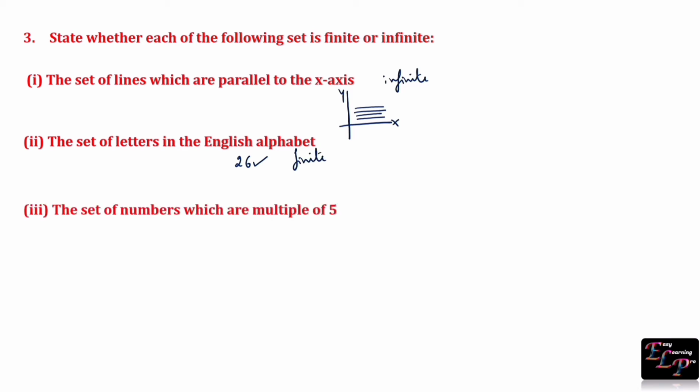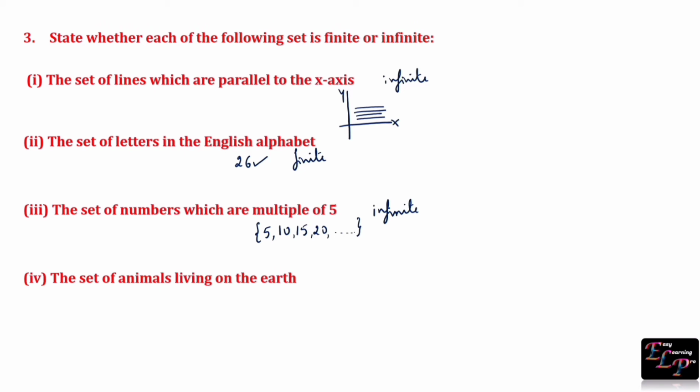The set of numbers which are multiples of 5. The elements of this set will be 5, 10, 15, 20, and so on. Here the number of elements is unlimited. So this set is an infinite set. The set of animals living on the earth. The number of animals on earth is countable. Hence this is a finite set.